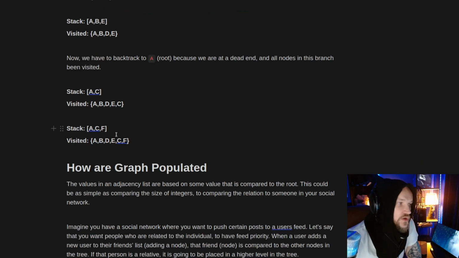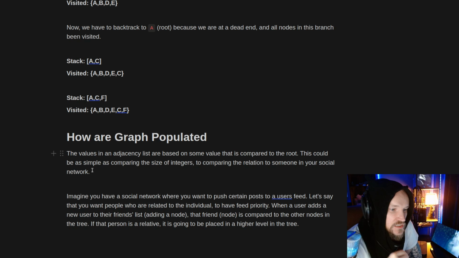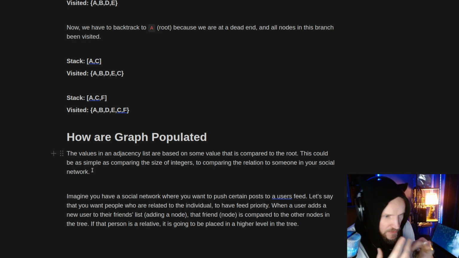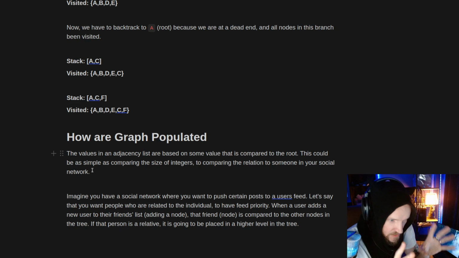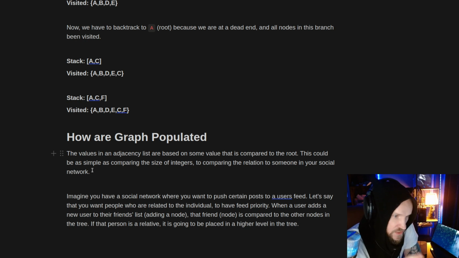Now, how is the graph populated? This is important too. The values in an adjacency list are based on some value that is compared to the root. This is going to be very important to remember in the code, especially if you're not used to reasoning about these things in a certain way. And also there's a bit of recursion in the code, and we'll really narrow down on this whole idea of comparing to the root.